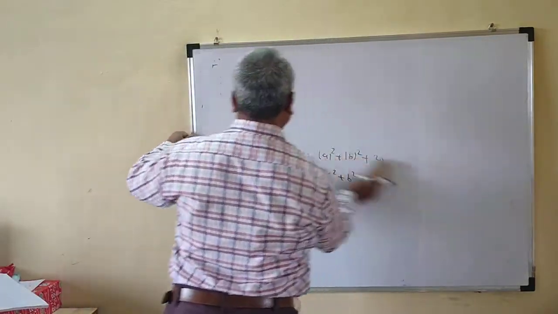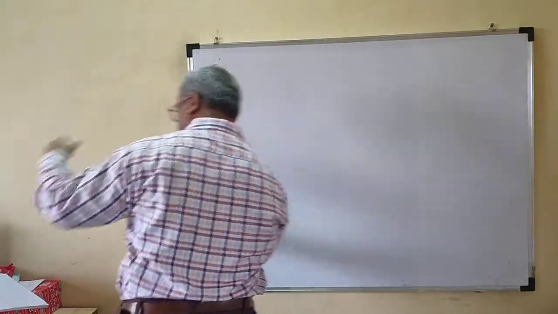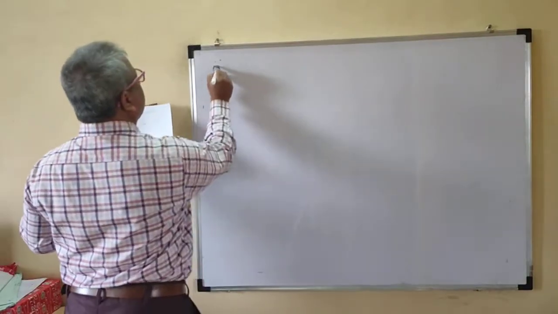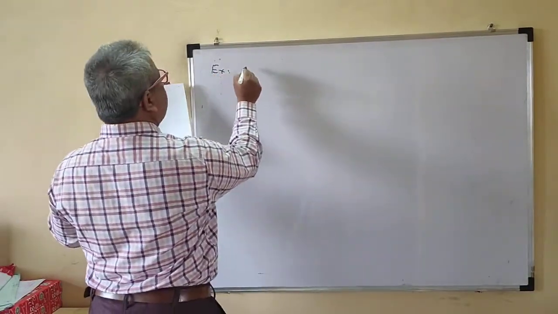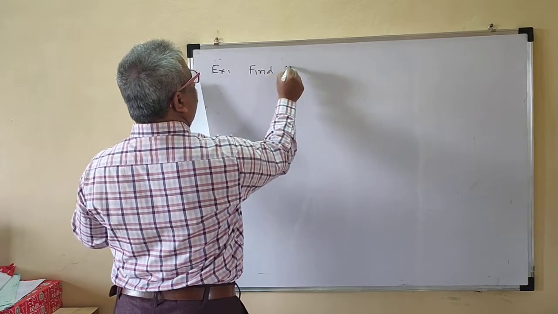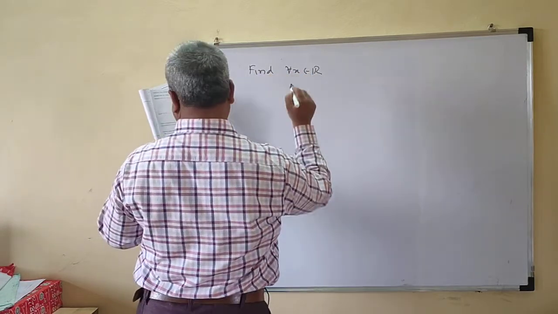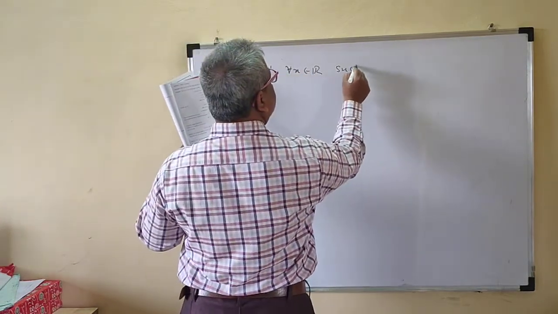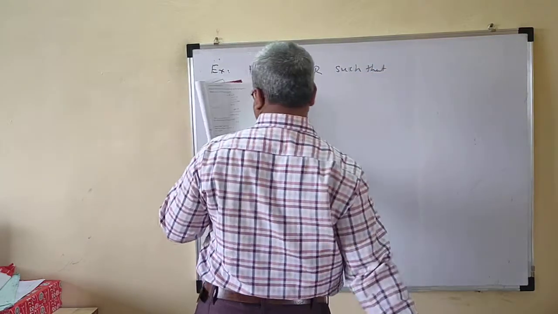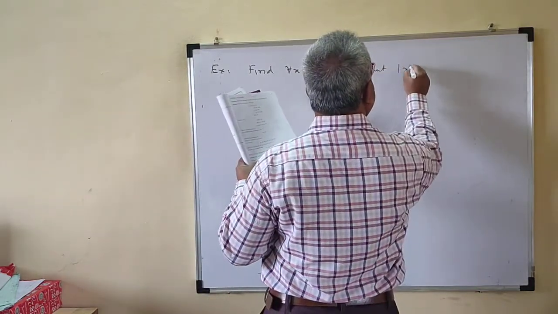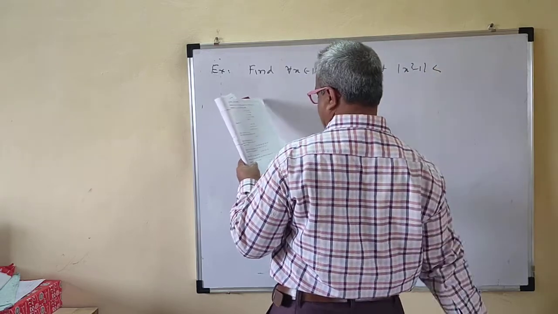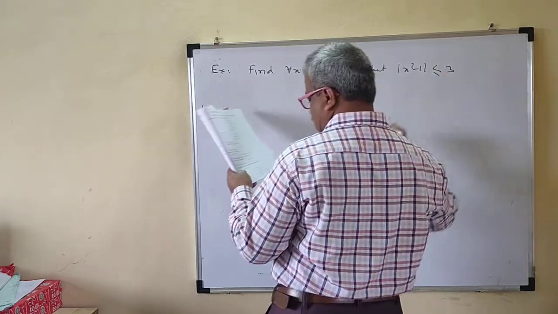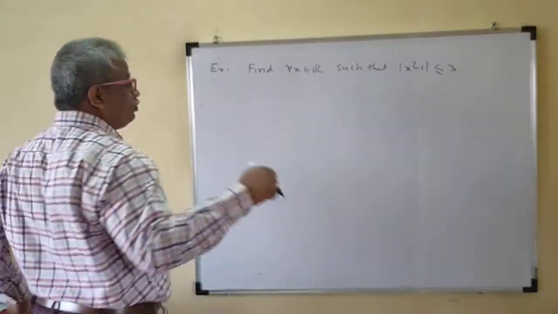Next problem we take. Next example. Find all x belonging to R such that mod of x square minus 1 is less than or equal to 3.